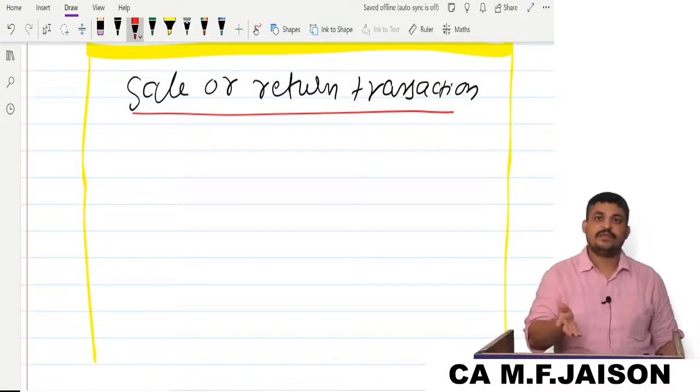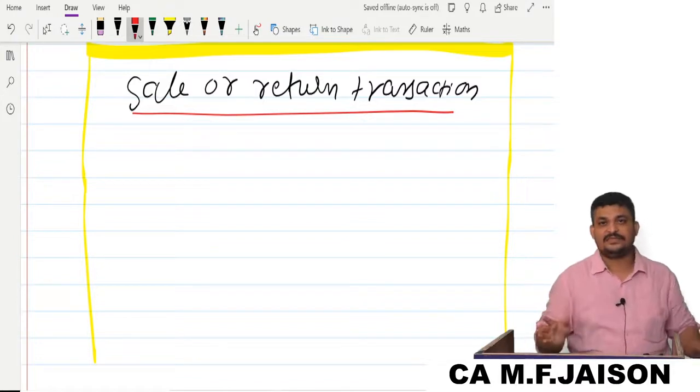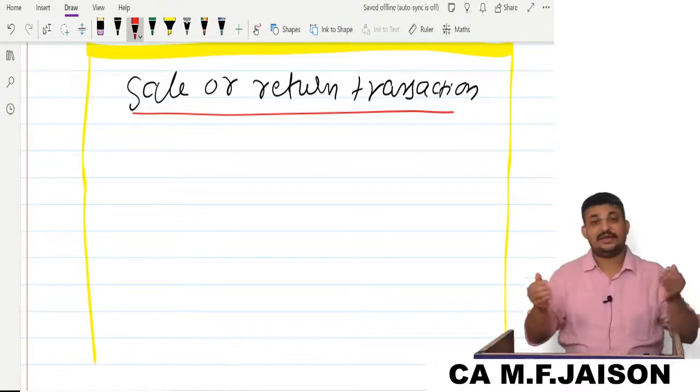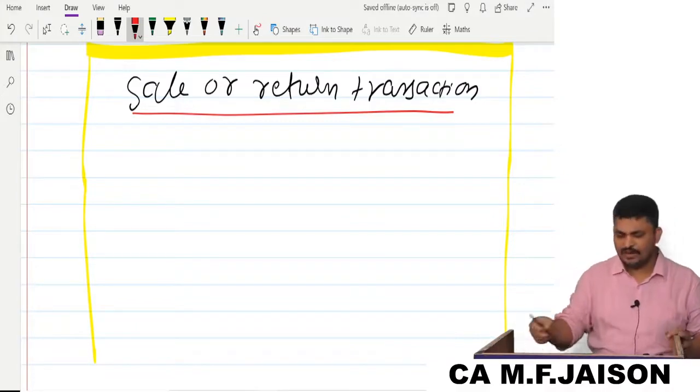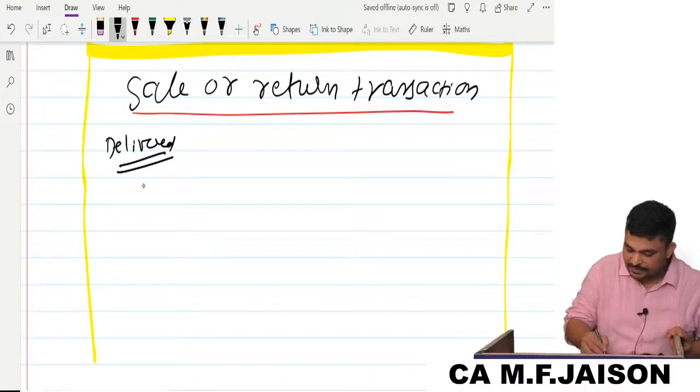It's wrong. When I deliver the goods, it is not sales, but I will account it as sales, as if goods were sold. I will make the entry debtors to sales. That is how we normally make the entry. When the goods are delivered, we make the accounting entry. What is the entry we make? Debtors to sales.